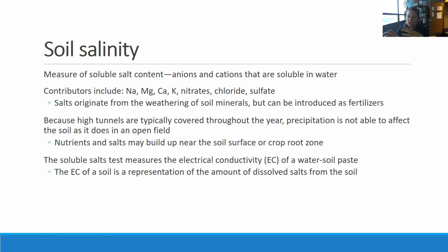The nutrients in the salts may build up near the soil surface or the crop root zone, and that can have negative effects on crop development and yield. So the soluble salts test measures the electrical conductivity of a water soil paste. That EC of a soil is a representation of the amount of dissolved salts from the soil. And so it's looking at all these here.